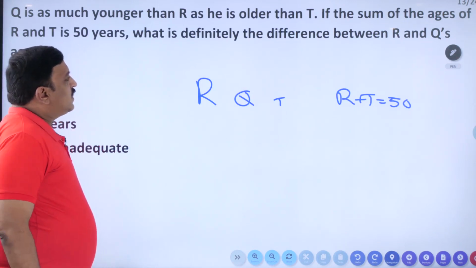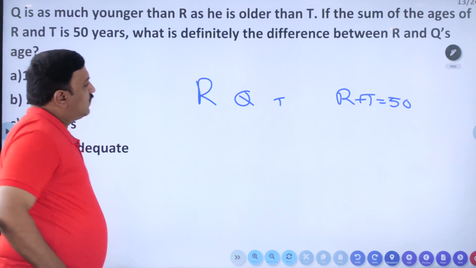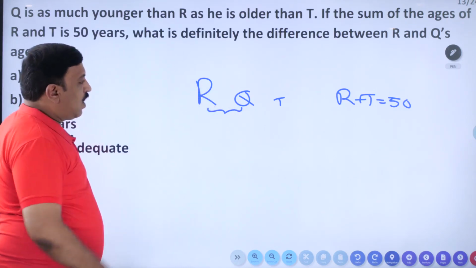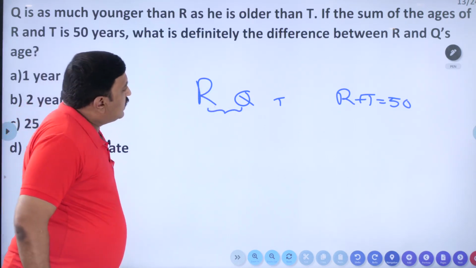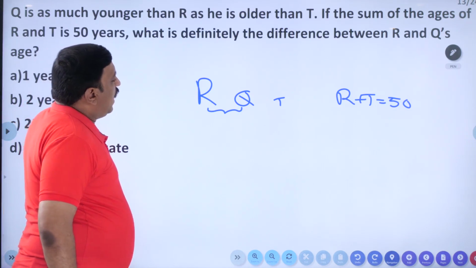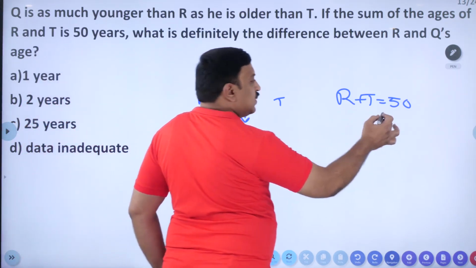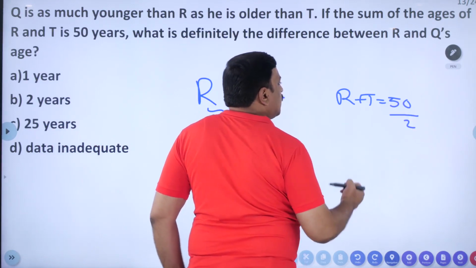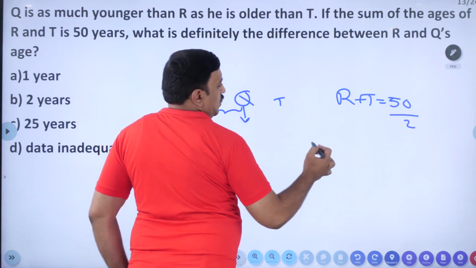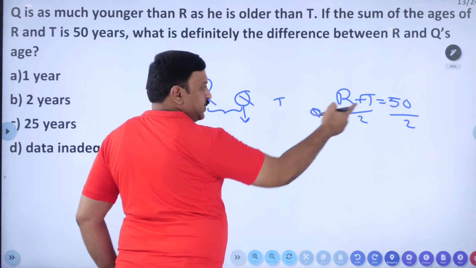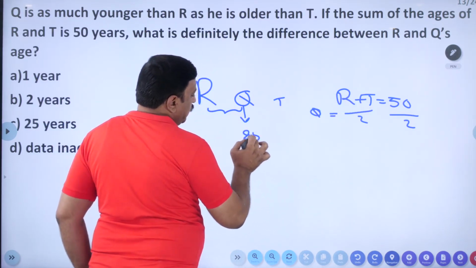What is definitely the difference between R and Q? The difference between this one, just like V minus P, here R and Q, how much? See here, definitely you can find the age of Q, because average we know that one, it is nothing but just divide by 2, I will get Q. Isn't it? So if we do that, I will get Q directly now, just like the previous question. So it is 25.